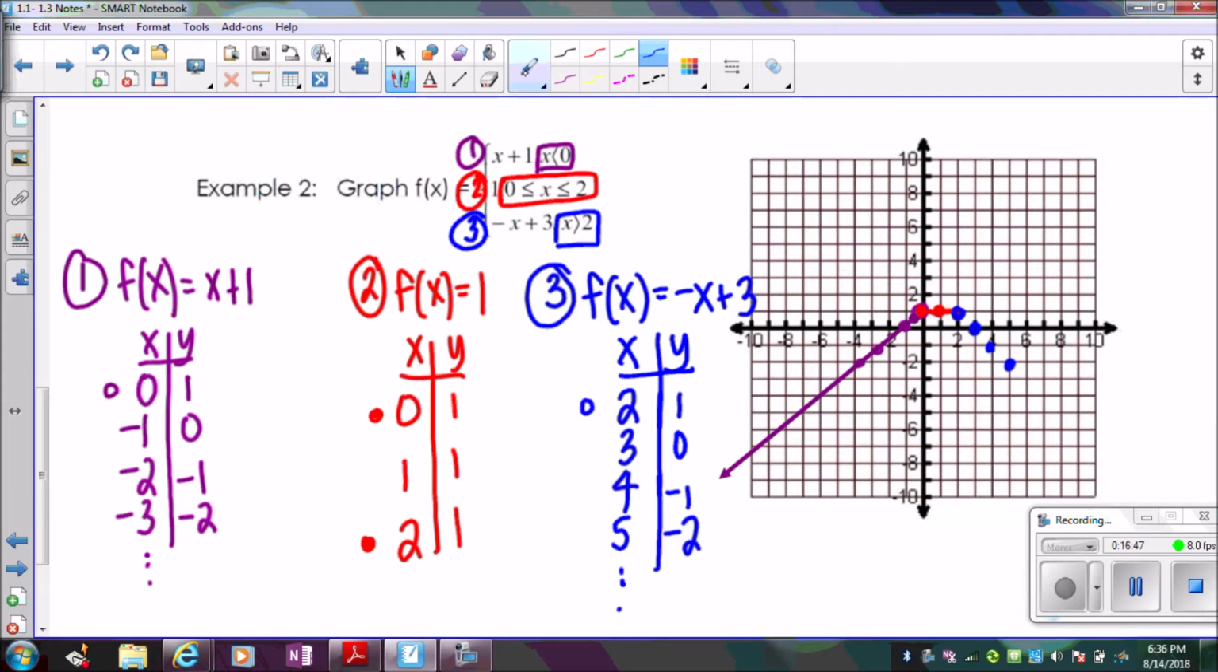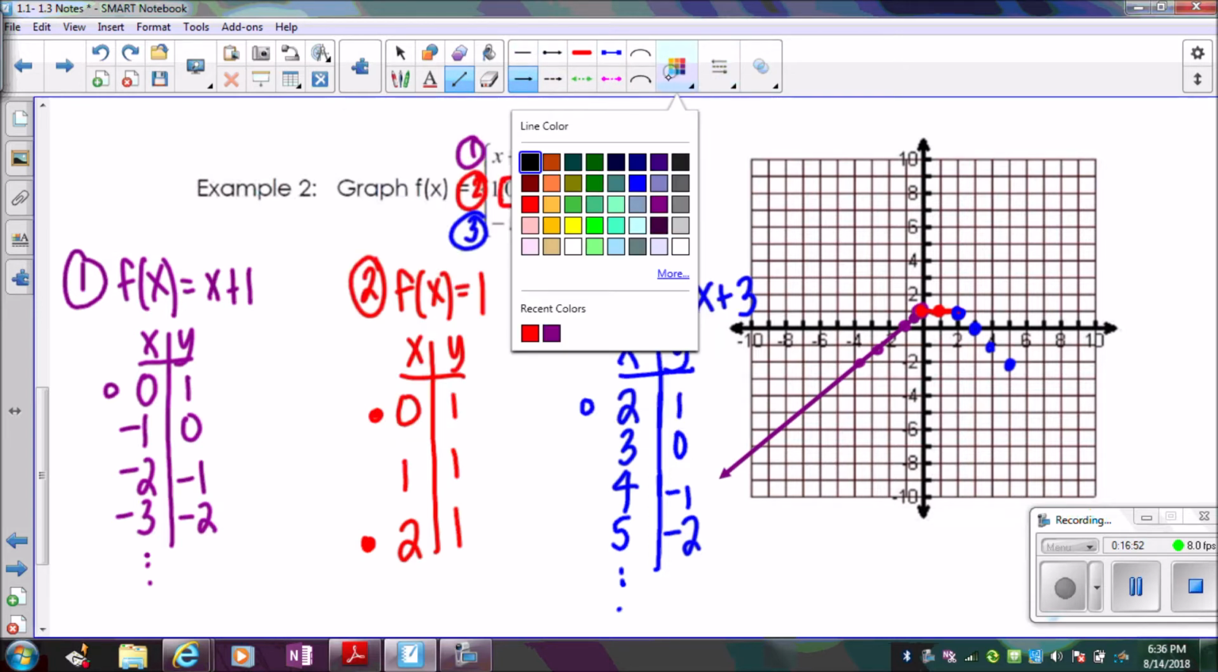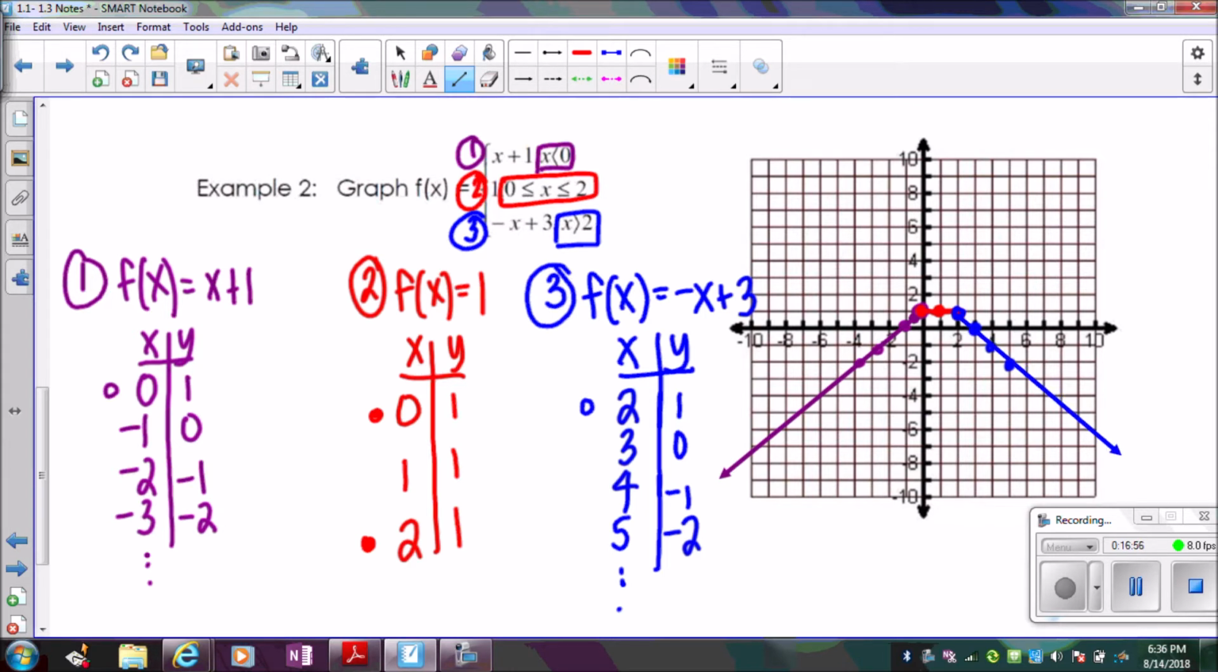And then when I go to connect these, they are all going to be continuing going to the right. Because remember, it's when x is greater than 2. So all the numbers to the right are going to be included as well. So this is called our function f of x. I'm going to just label that in the corner.